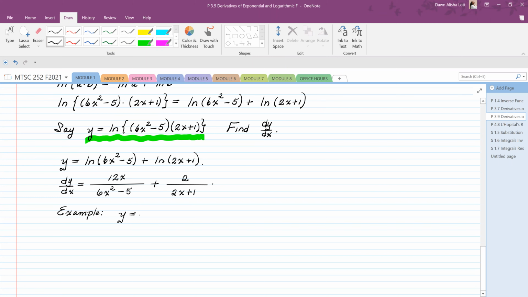Suppose y is equal to the log of 2x squared minus 5 times the cosine of x. Find dy dx. So I'll give you a minute to do that.